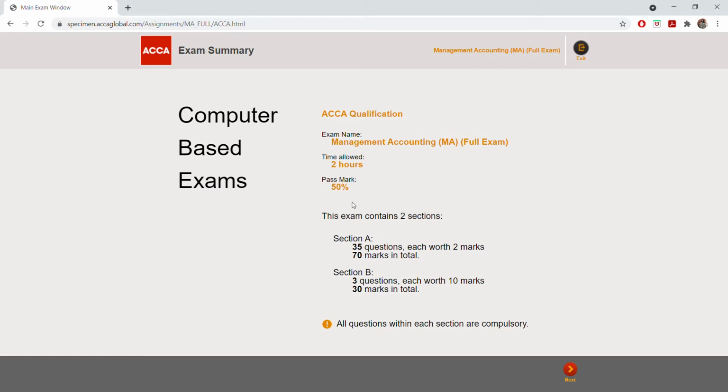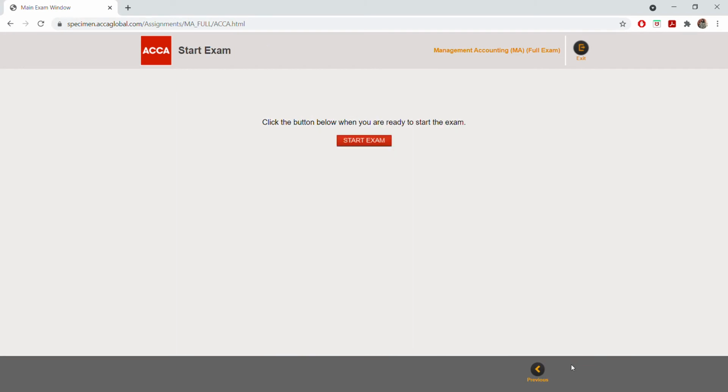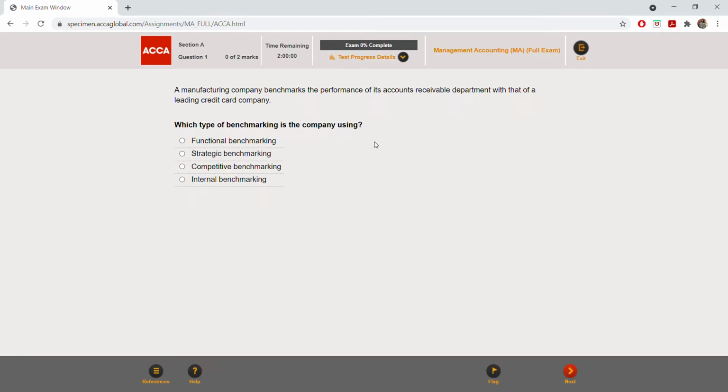The time is 2 hours. It will be on your screen, and the pass mark is 50%. Section A has 35 questions worth 2 marks, and section B has 3 questions worth 10 marks. So 70 and 30. These are all the instructions, which I don't have to read because I know. Now let's start the exam.